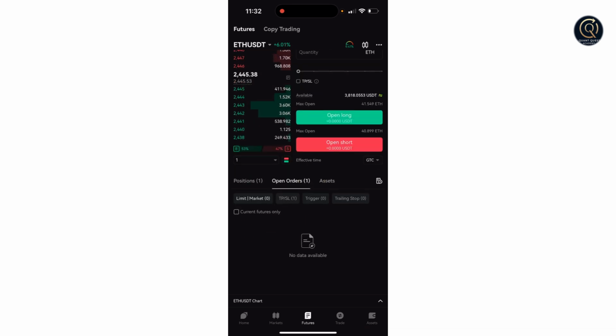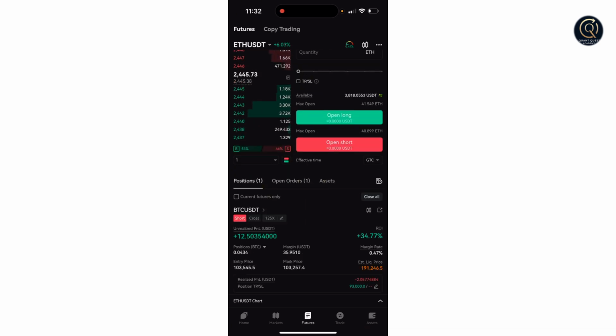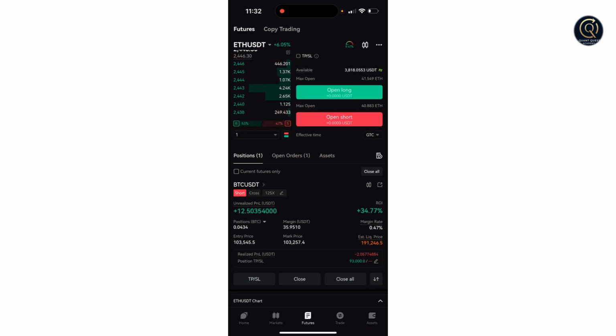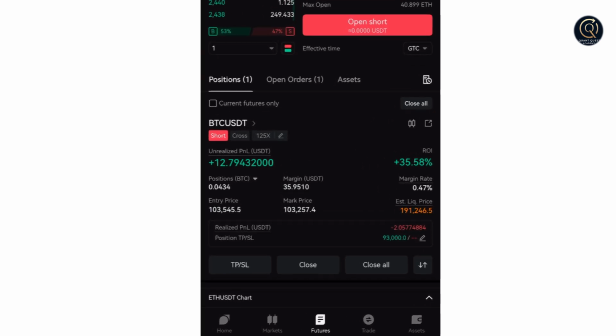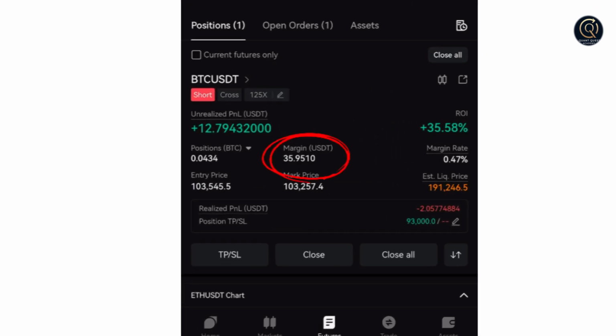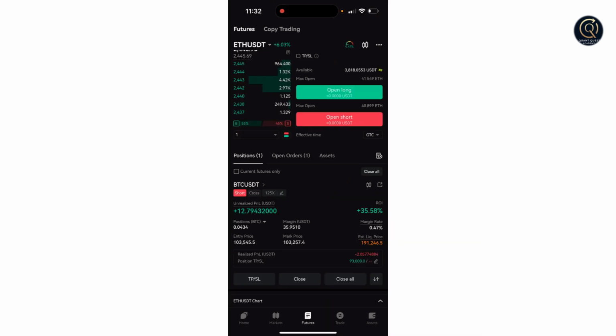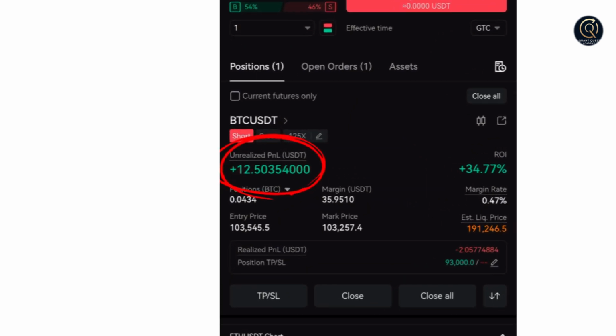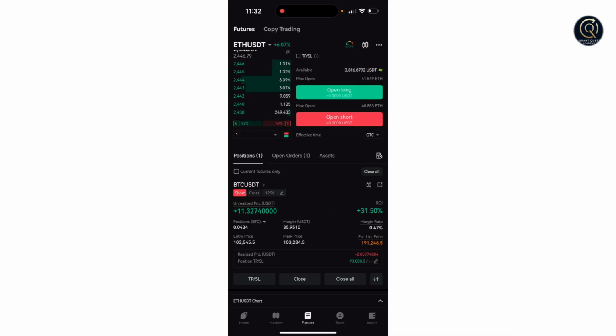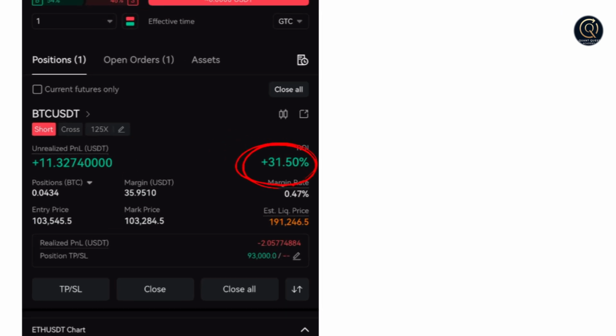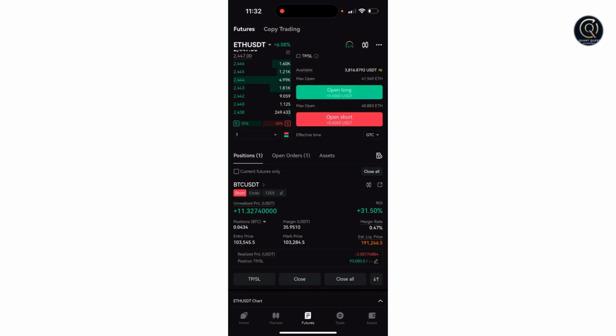I mean, I have the leverage for it, right? And my current position is here. So far, I came to the market with a margin of $35.95. And so far, the market is up to $12.15. As you see, it keeps changing because it's up and running. My position so far is a 31.50% return of actual investment.